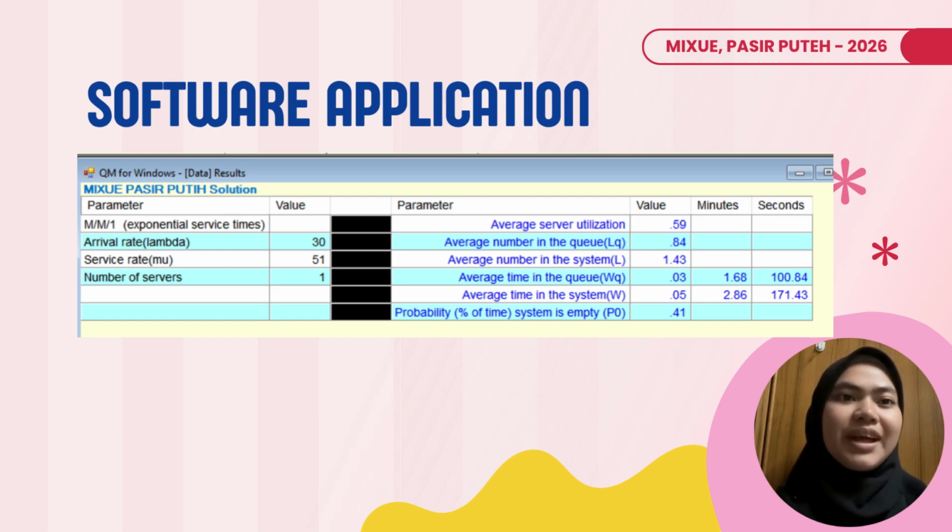Now, let's look at the important numbers, that is the wait times. The average time a customer spends waiting in the queue is 0.03 hours, which is about 1.7 minutes. The total average time a customer spends in the system from arrival to leaving with their drink is 0.05 hours, which is about 2.9 minutes. That means it is less than 3 minutes, which is a good time to wait for your drink.